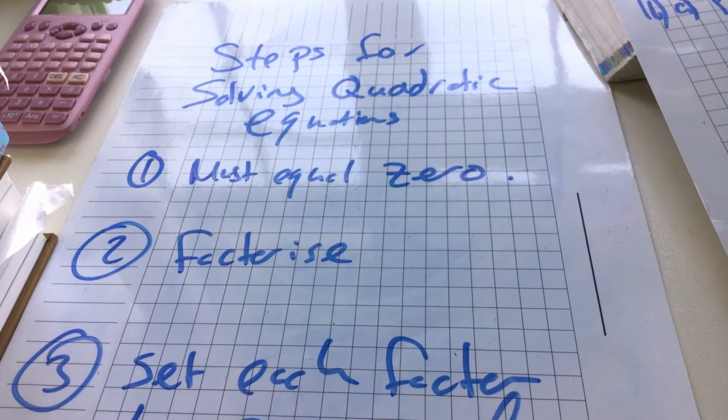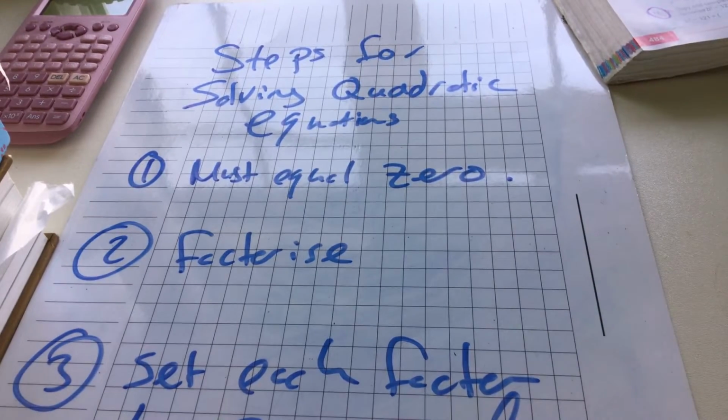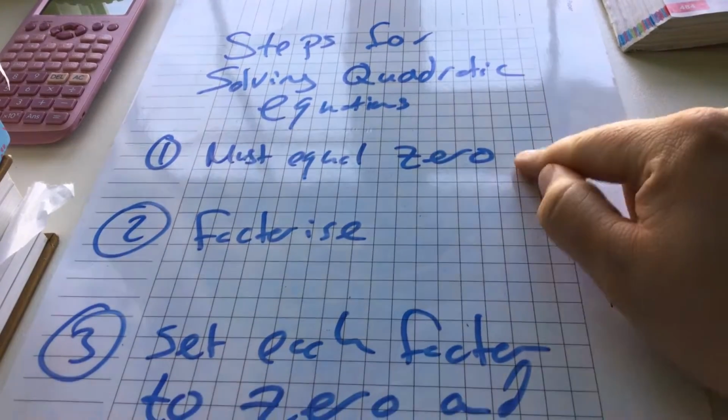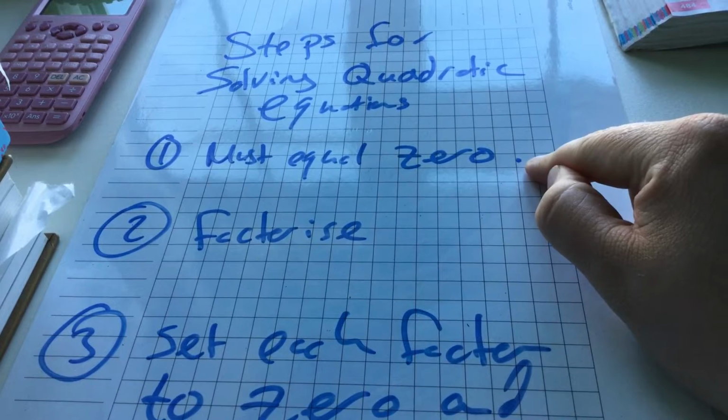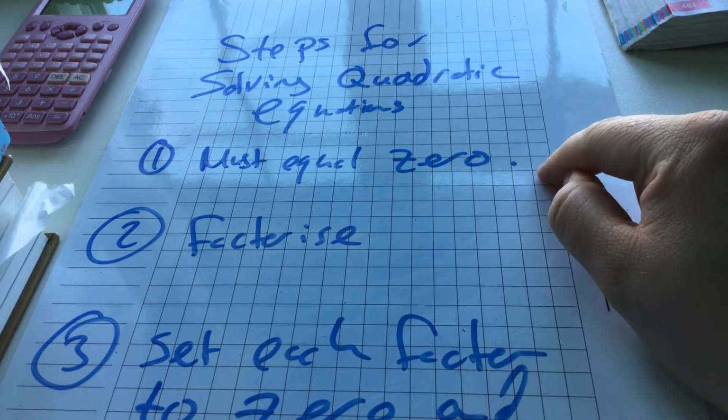Okay, so here I'm just outlining the steps for solving any type of quadratic equation. So you've already done a few that were factorized for you, and then a few you had to factorize. So the first step, they all have to equal 0. If they don't equal 0, you must rearrange them so they do.